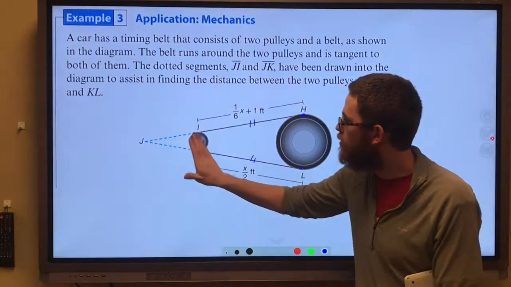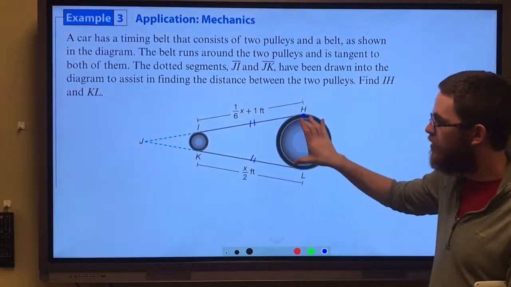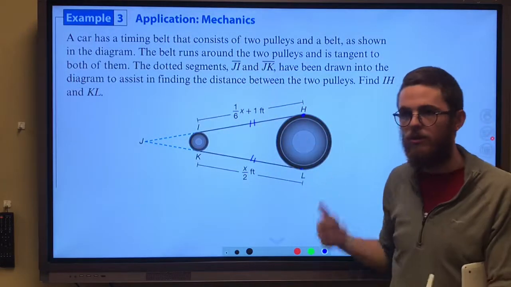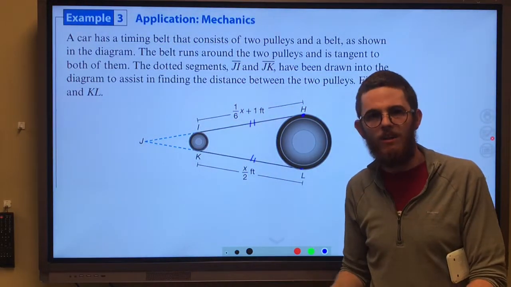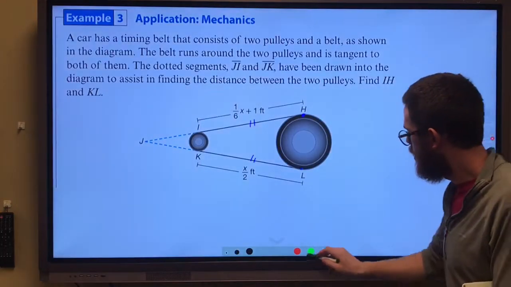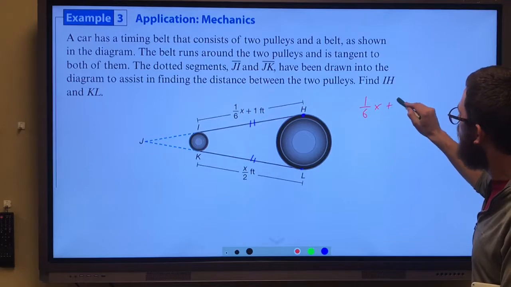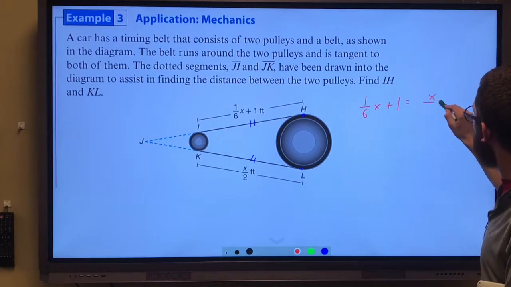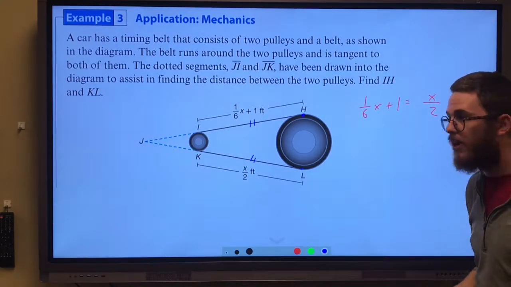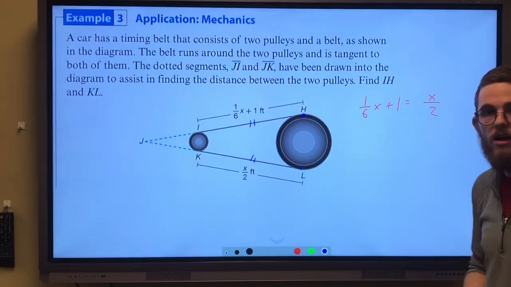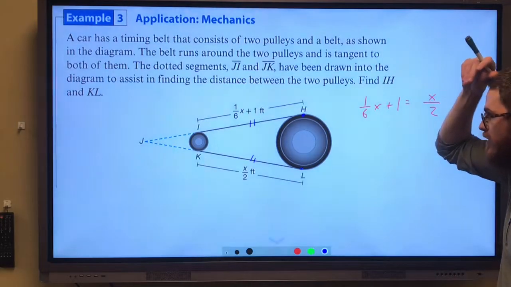So if I take away these 2 congruent pieces from these 2 congruent pieces, what's remaining must still be congruent. So I know their measures must be equal. 1/6 x plus 1 must equal x over 2. I can use this to find x, and then I can plug it in to find the measures of these segments.